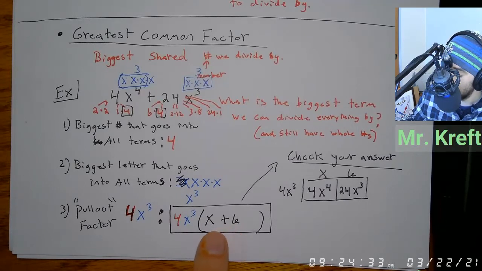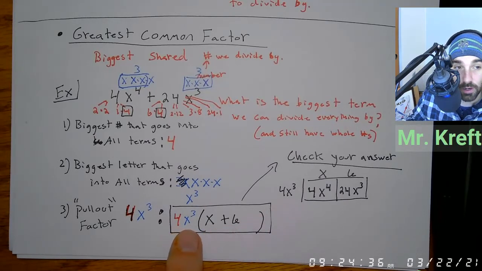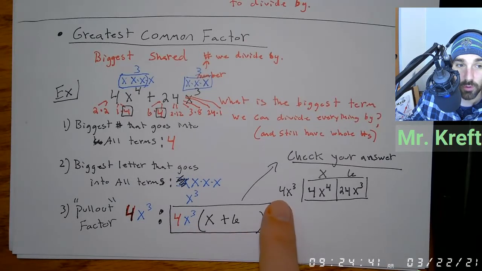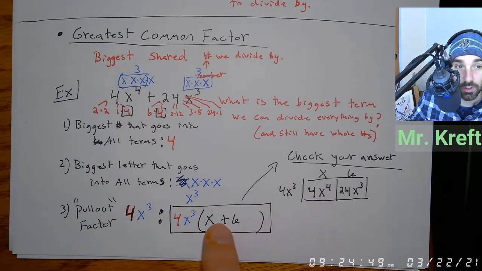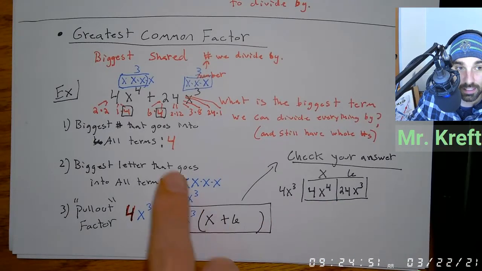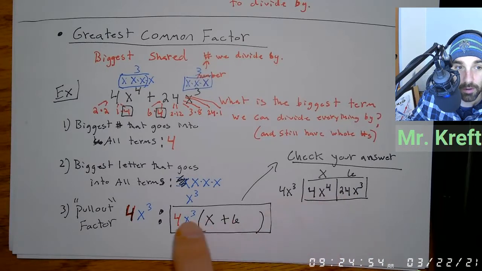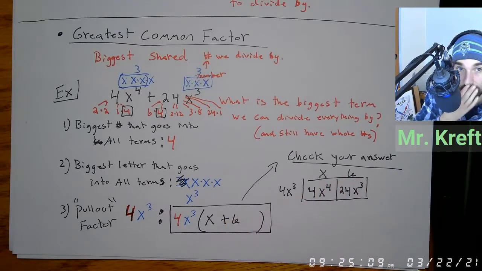Why do we do x plus 6? Because if I factor out a 4x cubed, x plus 6 is what's left. Right? If I multiply these, I get back to my original. So what we're doing is we're doing the opposite of multiplying. We're dividing. So we're dividing everything by 4x cubed, and then what's left over is x plus 6. Because 4x to the fourth divided by 4x cubed is x, and then 24x cubed divided by 4x cubed is 6. And so that's how we get the x plus 6.